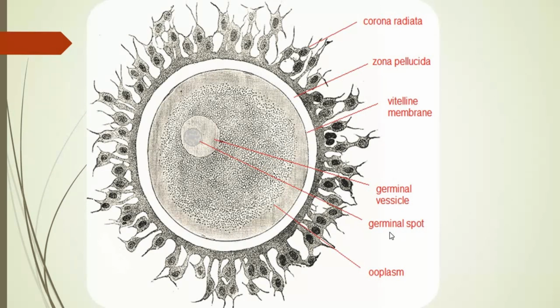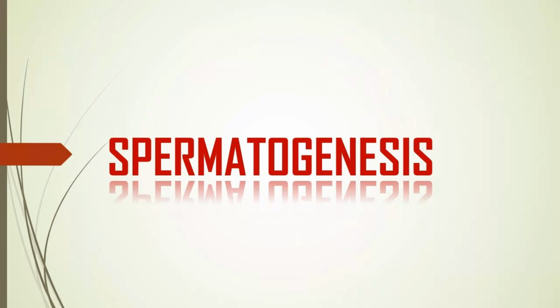This is the germinospore and the germinosac and the ooplasm. So that was all about oogenesis. Now let's talk about spermatogenesis.